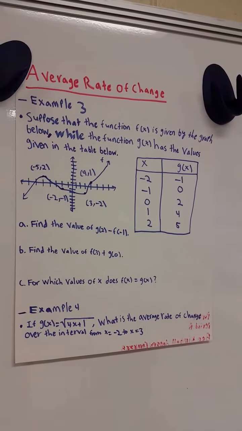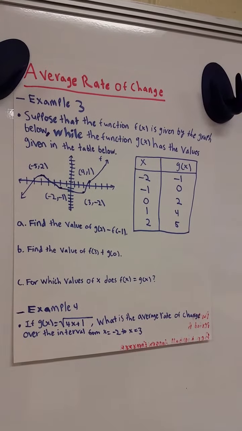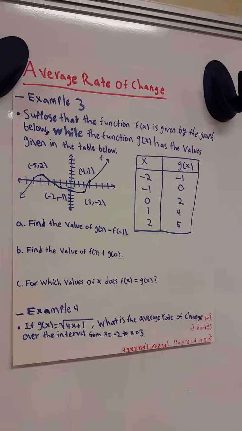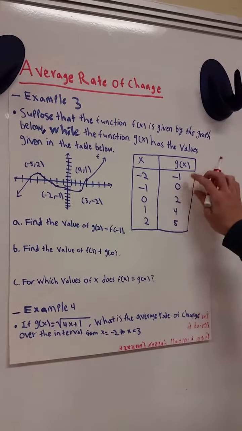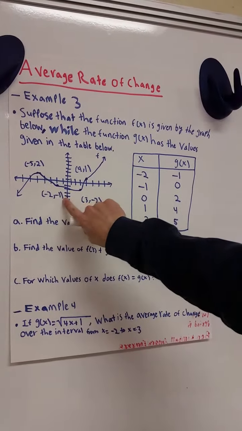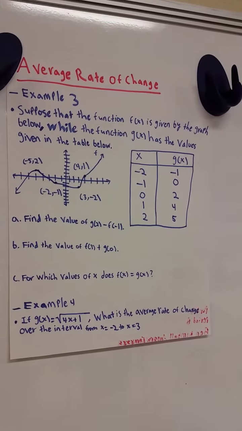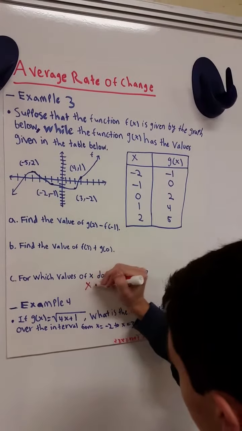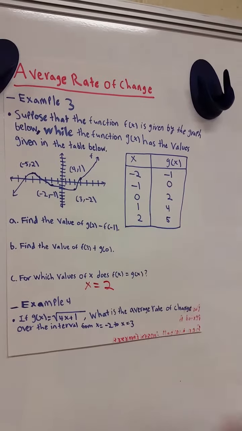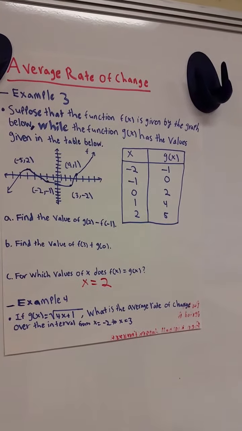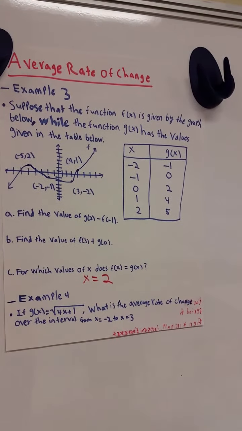So for the question C, for which values of x does f(x) equal g(x)? As you see on the table, negative 2 makes negative 1. And the graph, negative 2 also makes negative 1. So for which values of x does f(x) equal g(x)? x equals negative 2.